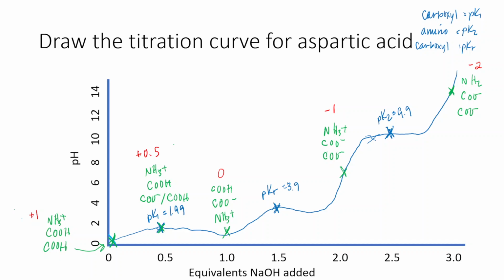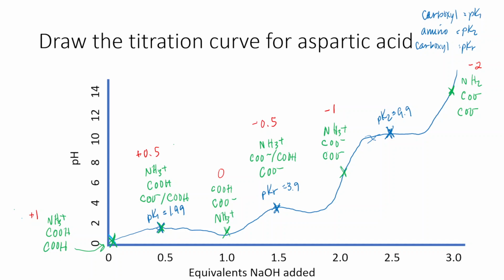Our second half equivalence point, now we've already fully deprotonated our backbone carboxyl group. So which group is at about half and half at our 1.5 equivalence point? Yeah, so our side chain carboxyl group is half and half. And our amino group is, we're still well below the pK, so it's still fully protonated. So now our charge is somewhere between 0 and -1, so it's about -1/2.